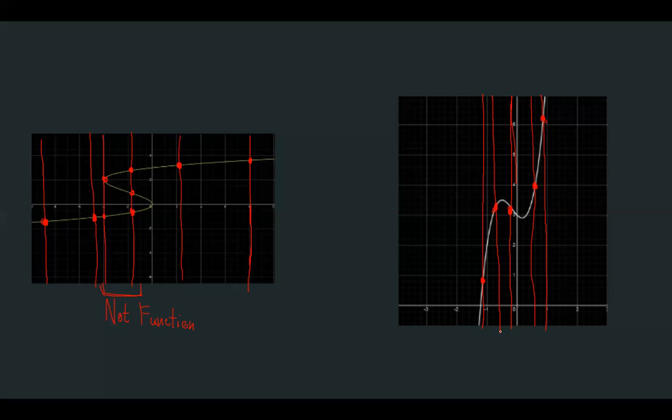So you see, this is obviously a function. Okay, it's obviously a function because if you draw a lot of vertical lines starting from this graph up to the end, each of these lines will intersect at only one point. So therefore, this is a function.